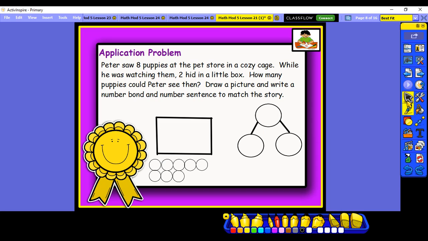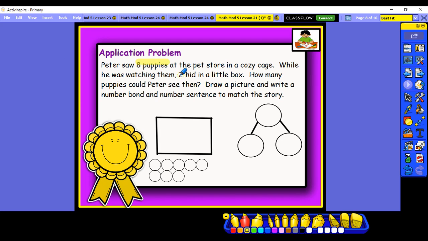Now let's be mathematician magicians as we look at our application problem. We want to use our very best problem-solving skills as we figure out what's important in the story to help us solve our problem. Listen to our story problem. Peter saw 8 puppies at the pet store in a cozy cage. Stop. Did you hear anything important? Yes, 8 puppies.